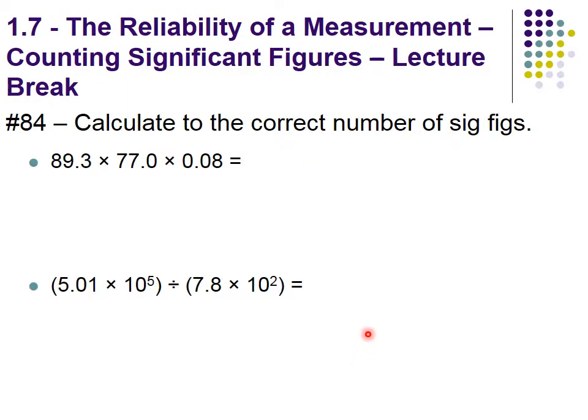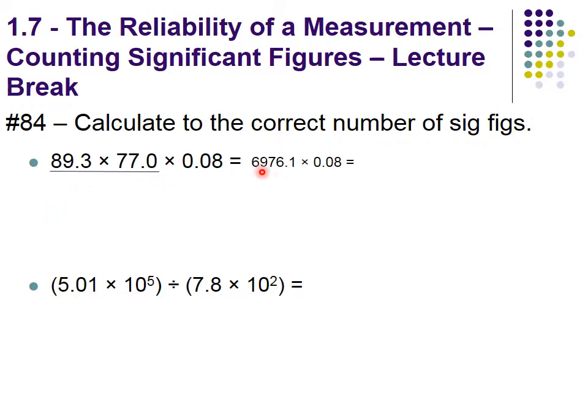So we're also going to practice the math. So we're going to do it with multiplication, division, we're going to do it with addition, subtraction, and then we're going to put the two things together. So it says calculate the correct number of sig figs. So I know that you can put this all into your calculator at once, but I'm going to do it in pieces. So I do this part first.